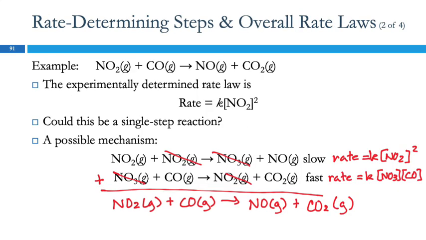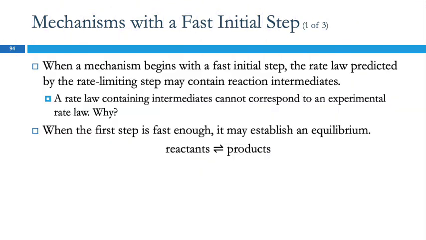Let's see if we can get, okay, so if we get back to this one, could this be the rate law for this equation? This has a substance in it that is not one of the reactants. This cannot possibly be the rate law for this chemical reaction. Okay, so a rate law cannot have intermediates in it for the experimental rate law. So what can we do with this?